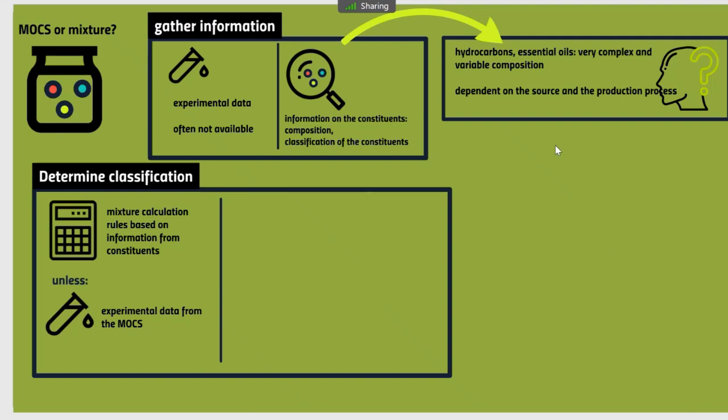Basically, if you don't have experimental data from the MOCS itself, which is often the case, you have to use the mixture calculation rules based on information from the constituents. So then you still approach it as a mixture, even though within REACH and CLP regulation, it is seen as a substance.